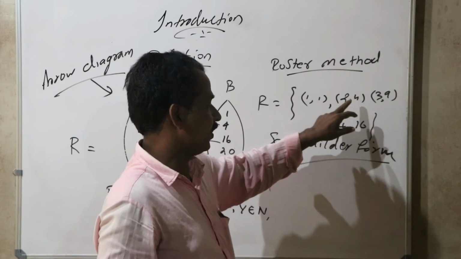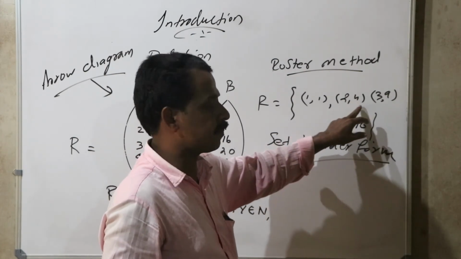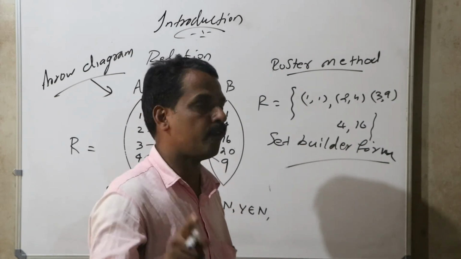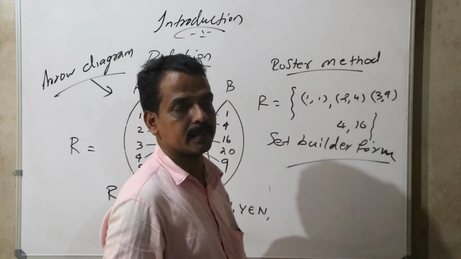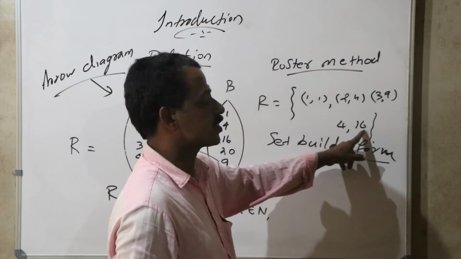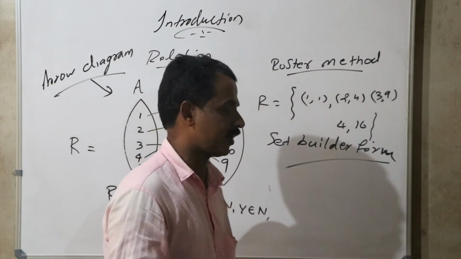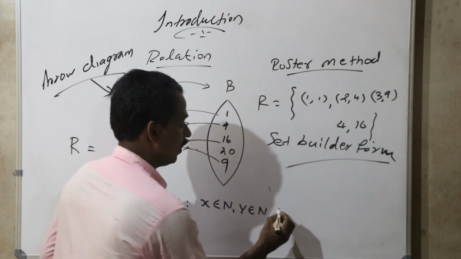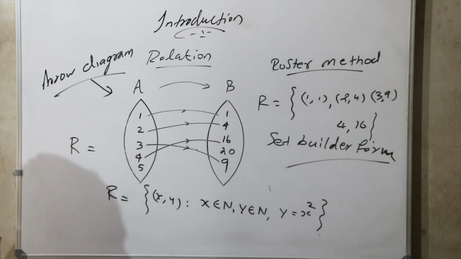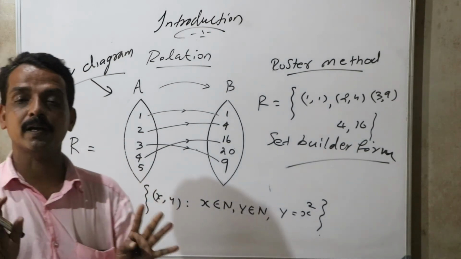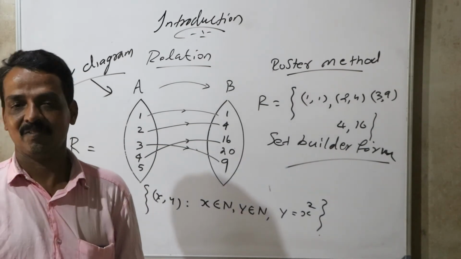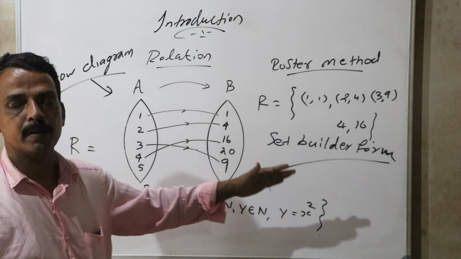2, 4. x represents 2, y represents 4. Imagine 4: 4 is the square of 2, 9 is the square of 3, and 16 is the square of 4. Then we can write y is equal to x square. Finish. This is the set builder form.